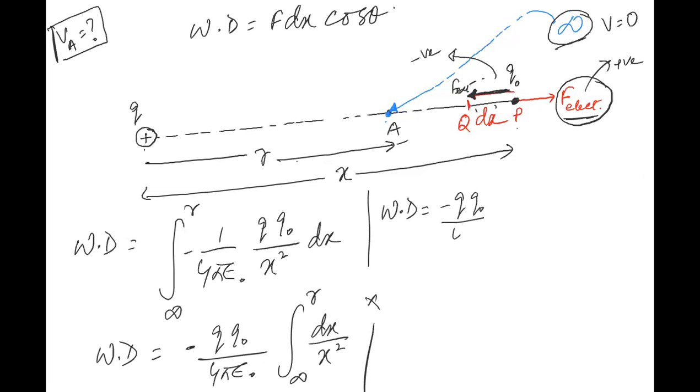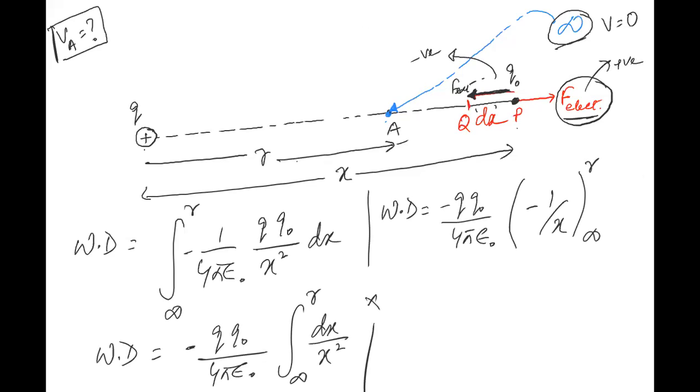I will write the integration part directly. The integration of 1 upon x square is minus of 1 upon x, from infinity to r. Is everyone convinced with the integration, or should I tell you the formula which I've used to integrate this, dx upon x square?